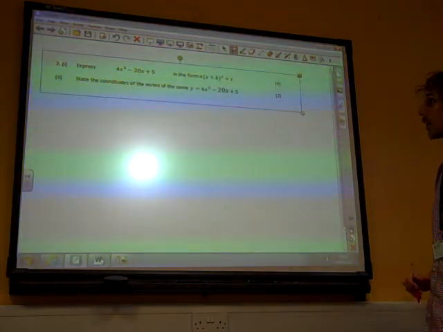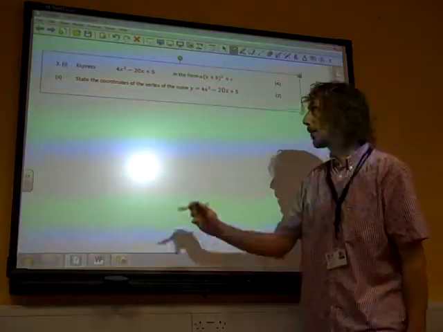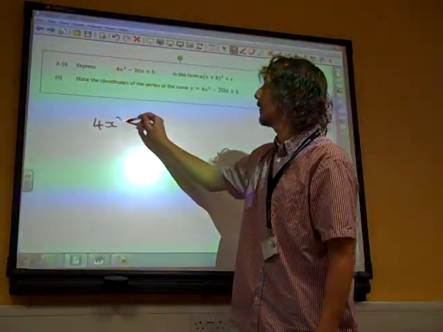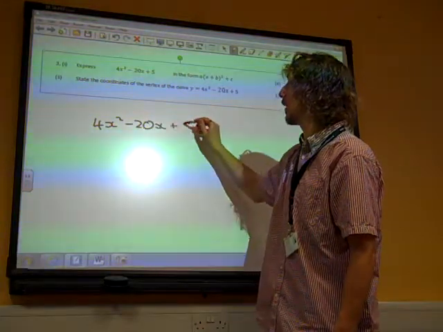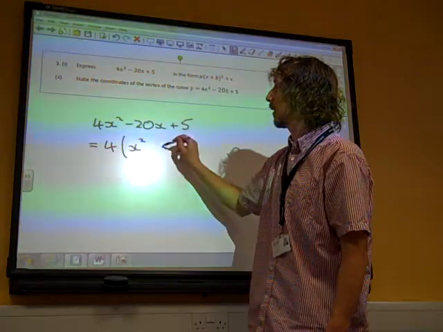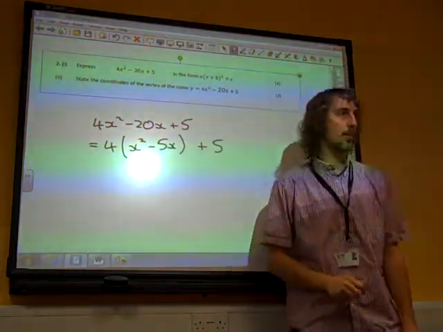So the next one was completing the square. We've got a variety of methods going on with this, but from seeing what you did, the most popular is the method where you just think it through. You're thinking this will be a 4, that makes that an x squared minus 5. We've still got the plus 5 there.